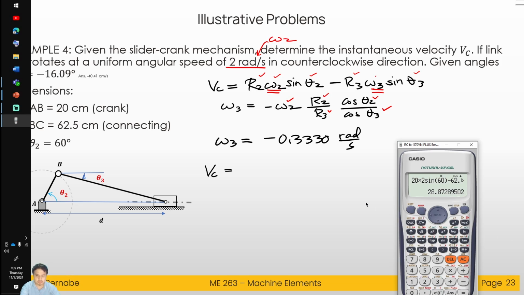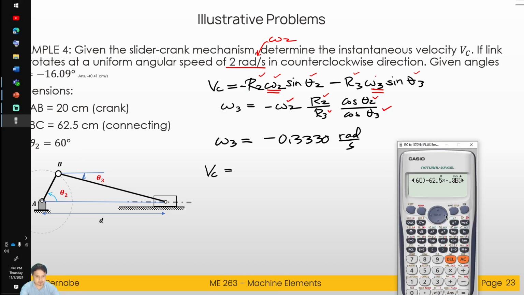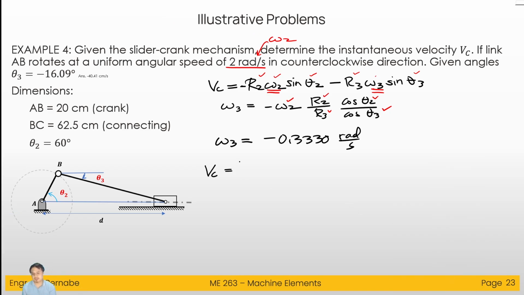Sine theta. It should be negative here too. My bad. It should be negative. So the answer should be negative 40.41. Actually, it should be positive here.